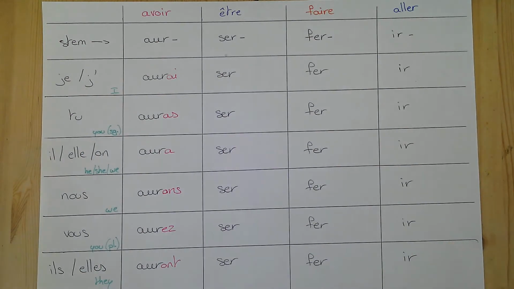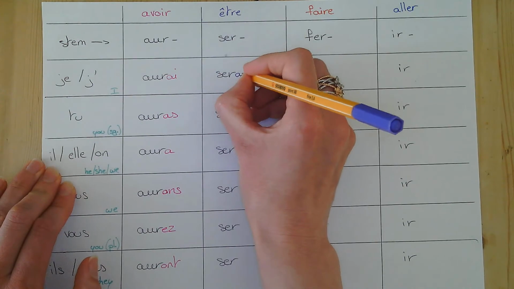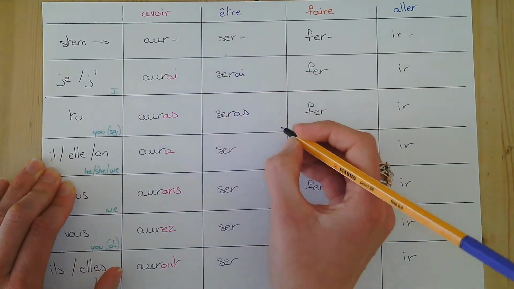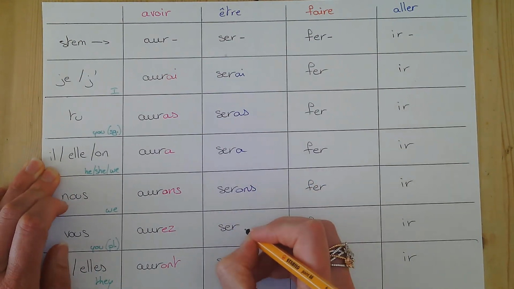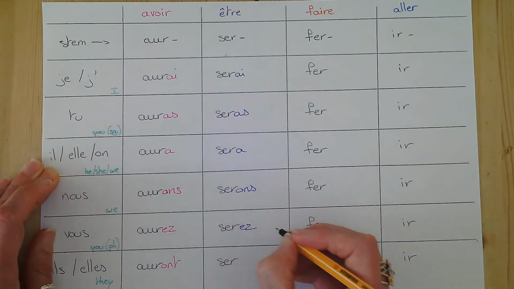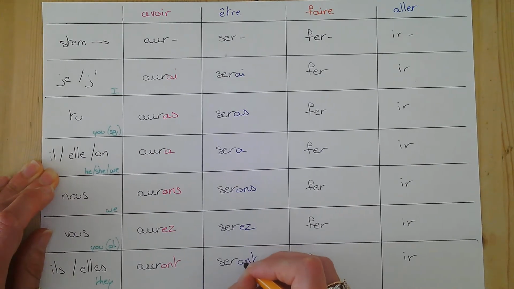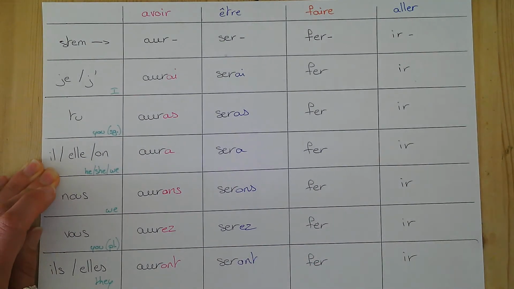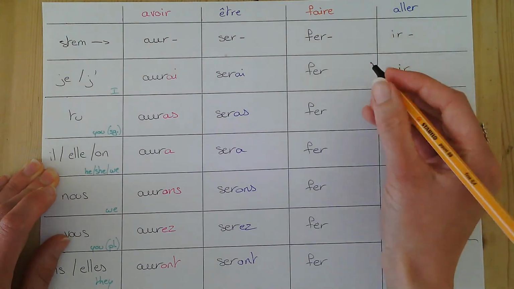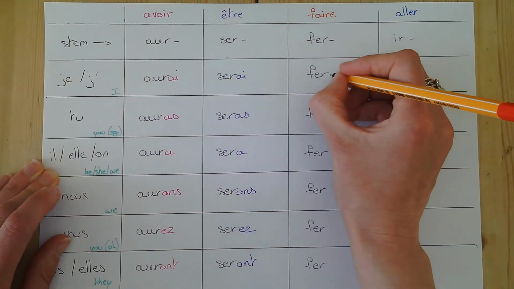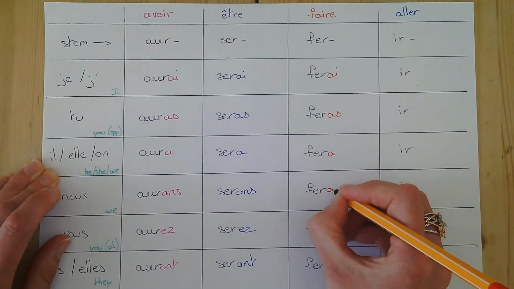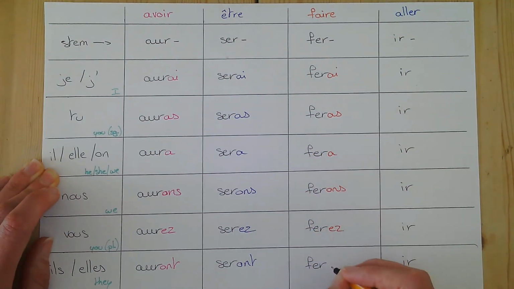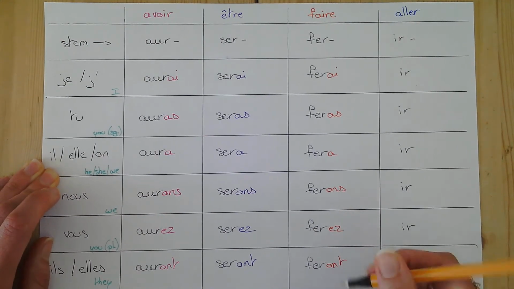There you go. The verb to be. I will be, you will be, he will be, or she, or we will be, you will be, and they will be. There you go. To do, I will do, you will do, he will do, we will do, you will do, they will do.